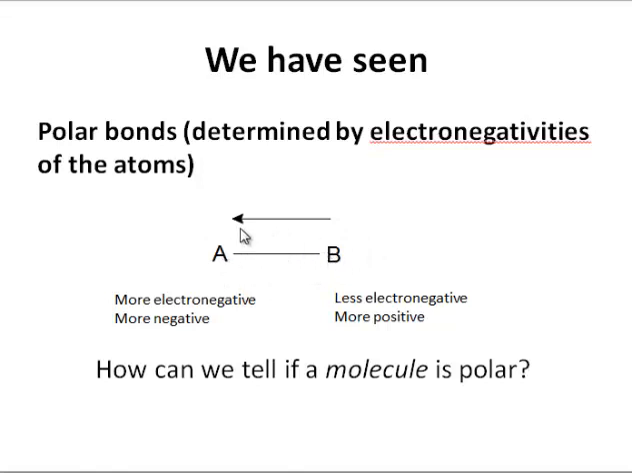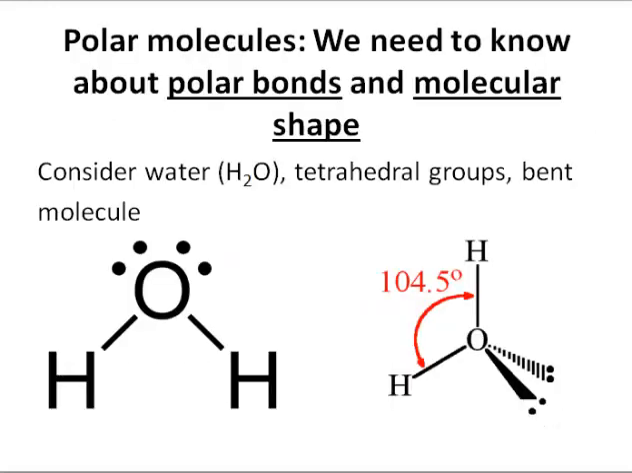So if we know electronegativities, we can quickly determine if a bond is polar. How can we tell if a whole molecule is polar? Sometimes an entire molecule, as we shall see, can act like a dipole. To analyze molecules for polarity, we need to know about polar bonds, which we've just seen is about electronegativity, and molecular shape, which just got discussed in terms of VSEPR theory in the previous lecture.